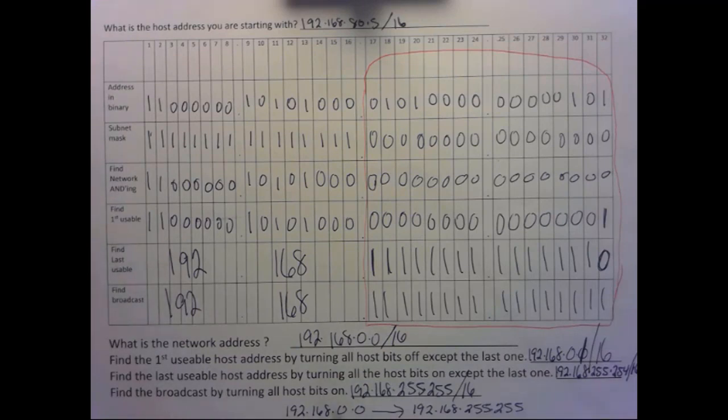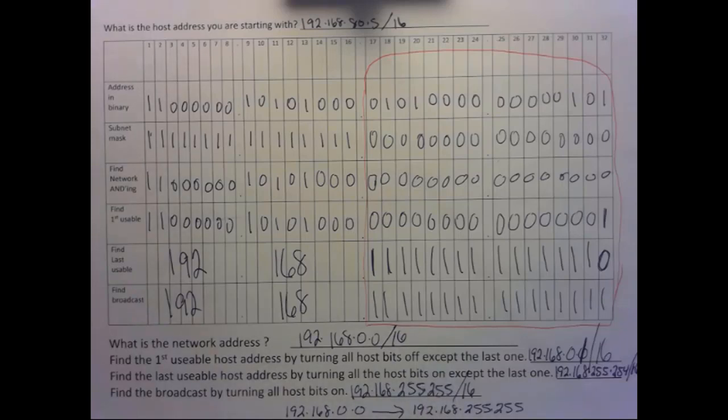255.254. Because remember, the network address is not a usable address. It's serving as the network. The broadcast also is not a usable address. It can't be assigned to a host. It can't be assigned to a server. It can't be assigned to an interface. It's not usable. It's being used for the broadcast for that entire network.